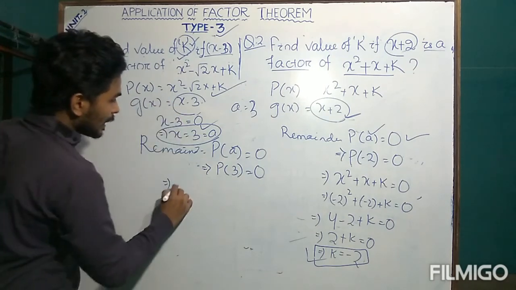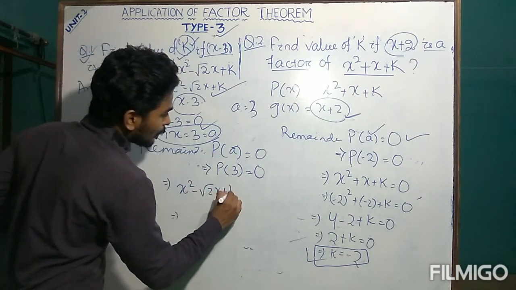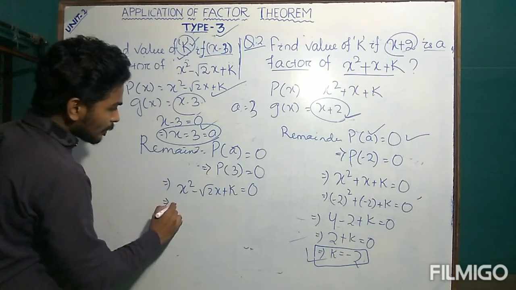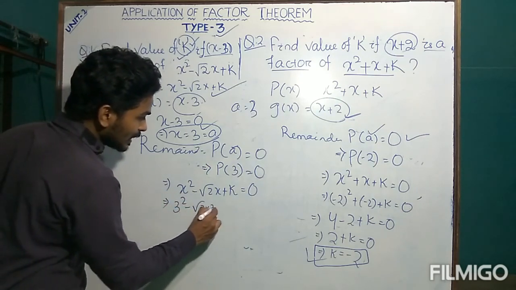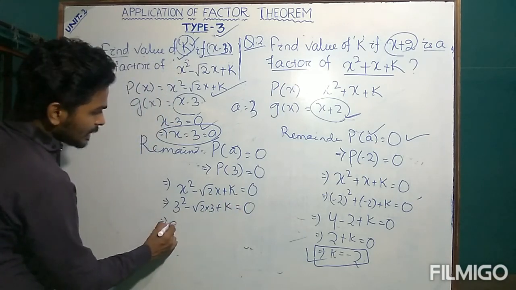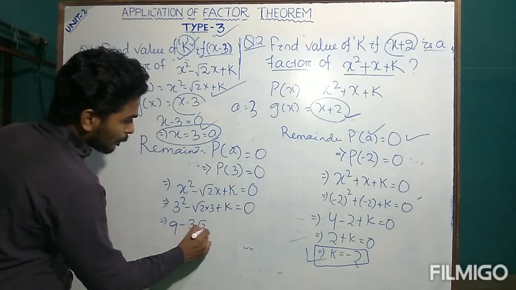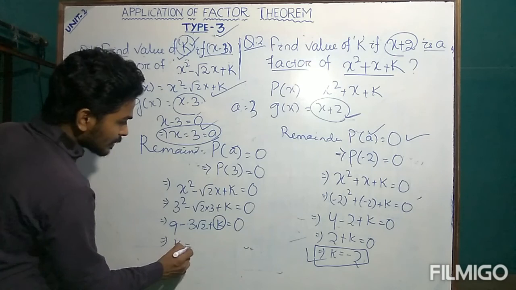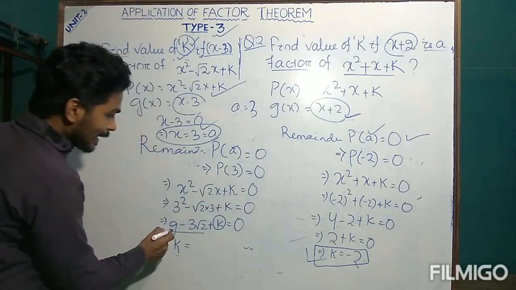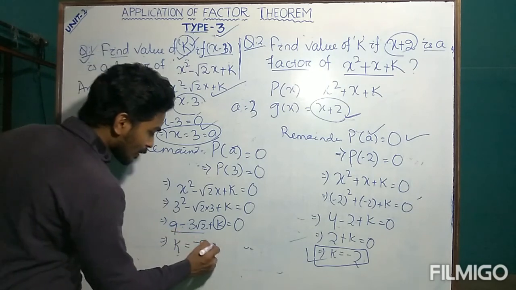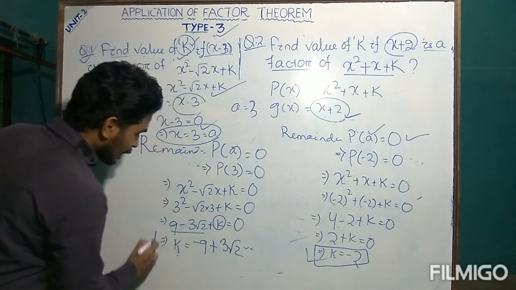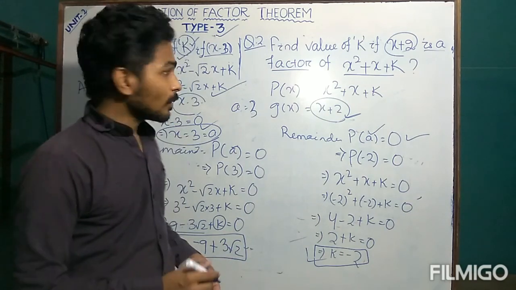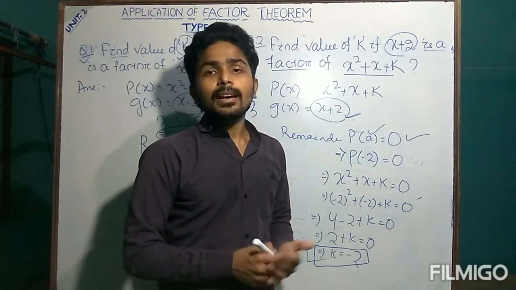Since we have x square minus root 2x plus k is equal to 0, put 3 in the place of x. It will be 3 square minus root 2 into 3 plus k is equal to 0. Hence 9 minus 3 root 2 plus k is equal to 0. Hence we need to find the value of k. So these two terms will move to the right hand side. 9 becomes minus 9. This minus becomes plus and 3 root 2. Hence the value of the constant k is equal to minus 9 plus 3 root 2. Okay. I think you are clear about what this type 3 question is asking us.